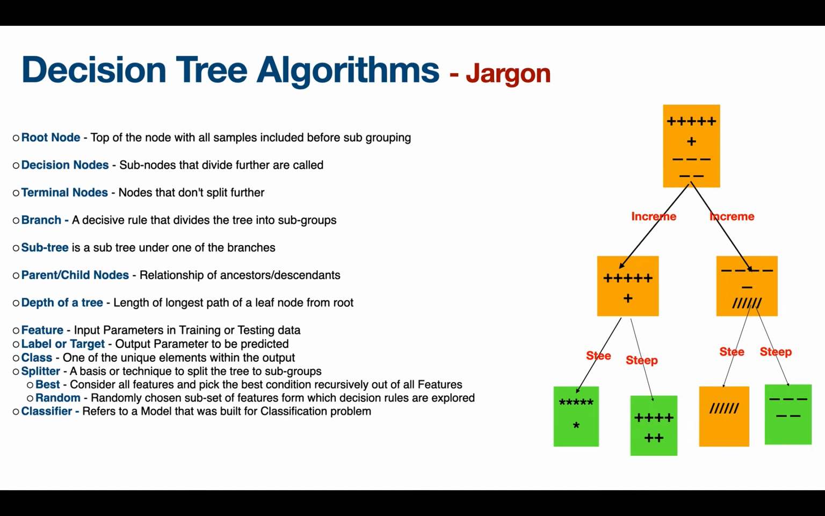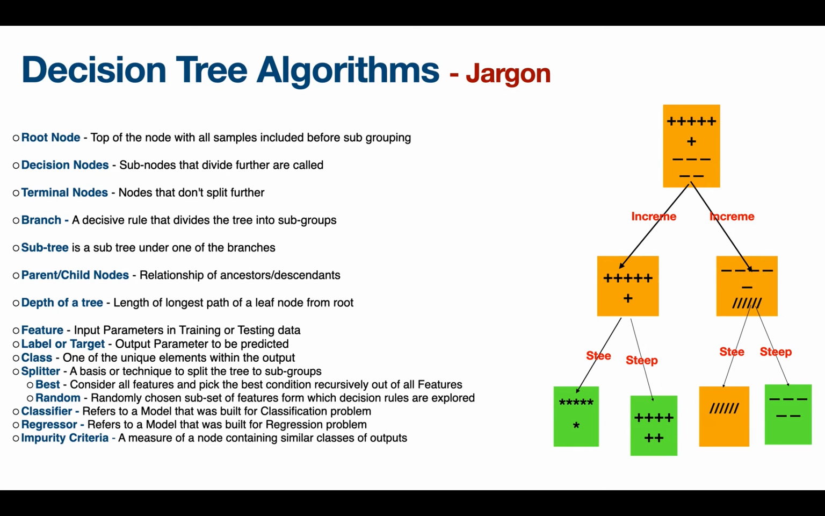Classifier. So classifier refers to a model that was built for a classification problem, right? So once we build the machine learning model, we call that object a classifier object if we have built it for a classification problem. And if we have built it for a regression problem, we call it a regressor, right?